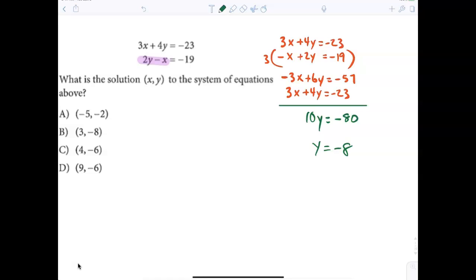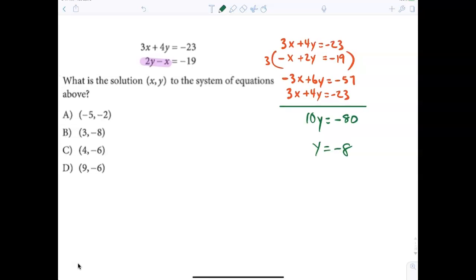Now my question to you guys, do I have to figure out what x is? Do I have to figure out what x is? No, because, thank you. There you go. I couldn't have said it better. Thank you very much, buddy. So again, we know the answer is B. The reason we know the answer is B is because there's only one y value that's negative 8. All right, does everybody see that?